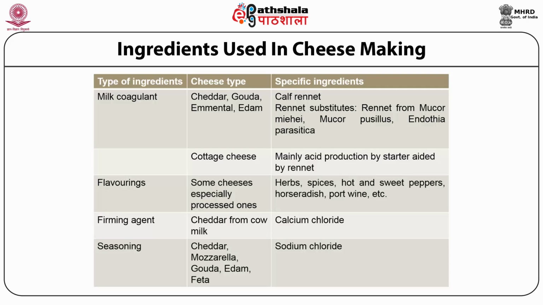The next one is seasoning, a very important one, sodium chloride, NaCl, which is not only used as a seasoning, but also can extend the shelf life of the product and dictate the texture of the resultant cheese. Examples wherein you will be using sodium chloride include cheddar, mozzarella, Gouda, Edam, and feta cheeses.